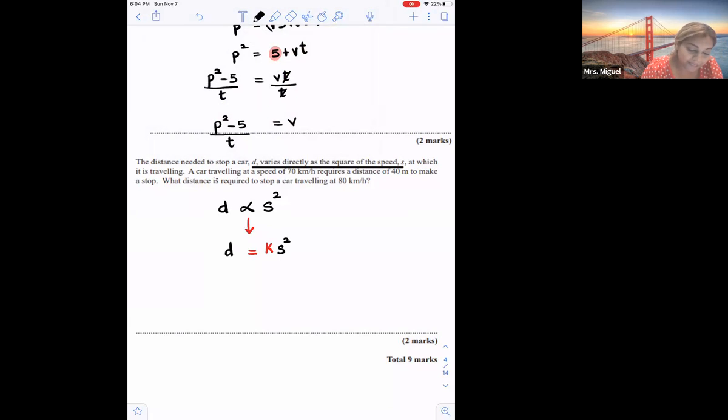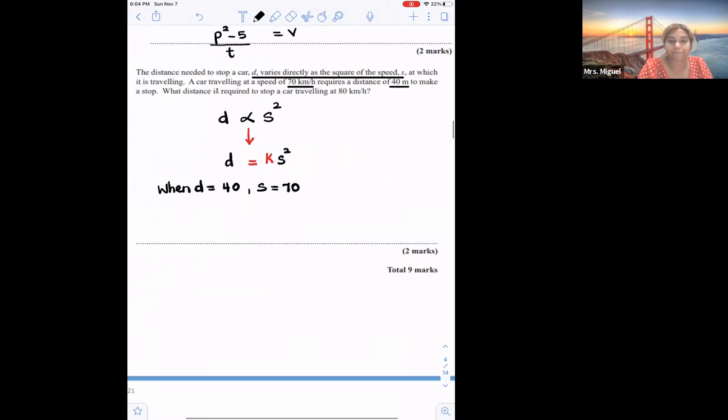At a speed of 70 kilometers per hour, the distance was 40. So we're going to use that. When d is equal to 40, s is equal to 70. So take down what I have there, put in the values and see if you could find k. So you put in 40 is equal to k by 70 squared. So go ahead, take it out and see if you could find k.